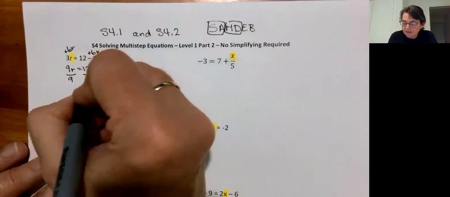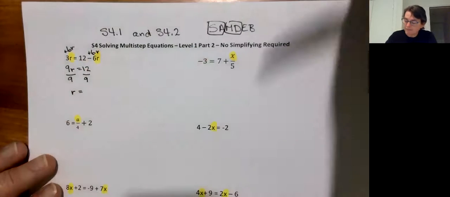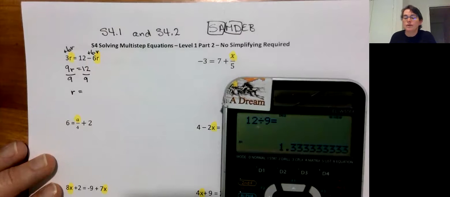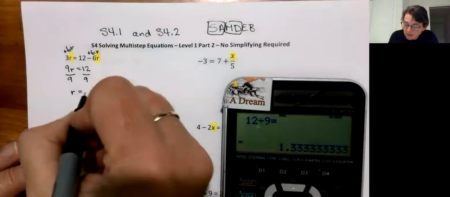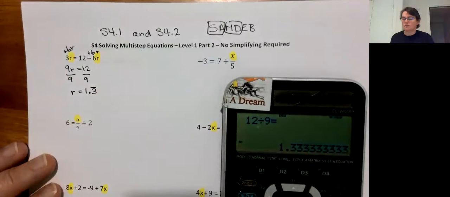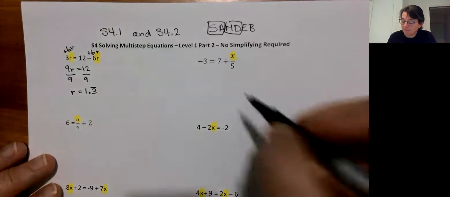Divide by 9, divide by 9. R is equal to, let's see, 12 divided by 9, that looks like about 1.3. Oh, look at that, 1.3 repeating, or 1 1/3. So to write that properly, that is the absolute most correct way to write that. That's telling me it's a repeating decimal.